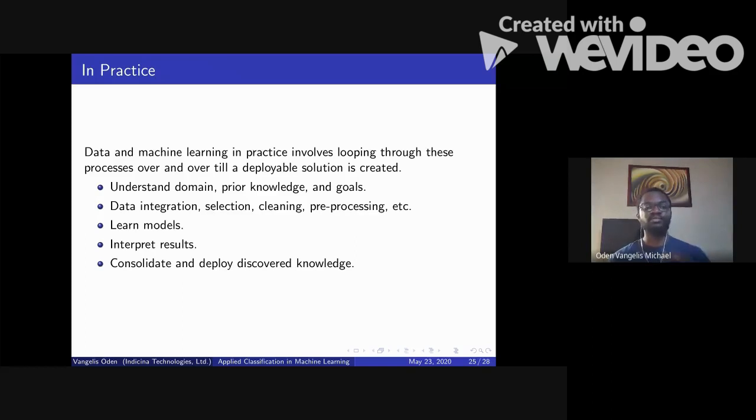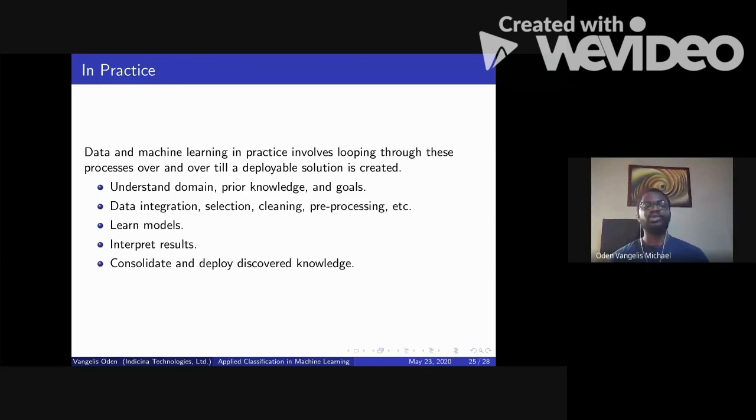So in practice, data and machine learning involves looping through these 5 processes until you have a deployable solution. We first try to understand the domain, prior knowledge and goals. What is the domain we're working on? How much data prior to this do we have? And what is the goal? Are we trying to classify fraudulent actors, or are we trying to predict something else?